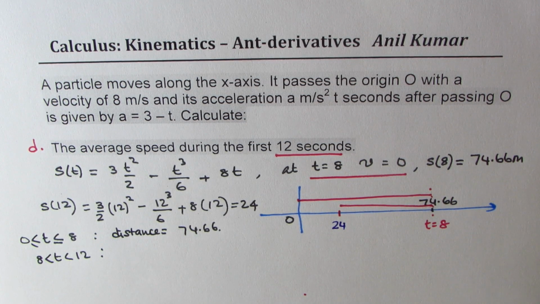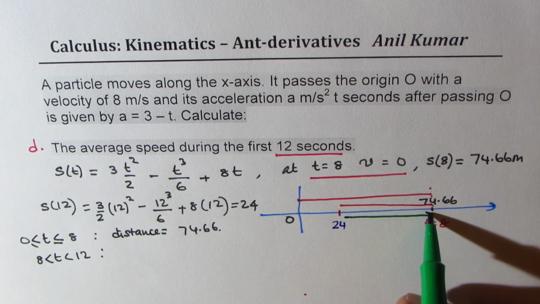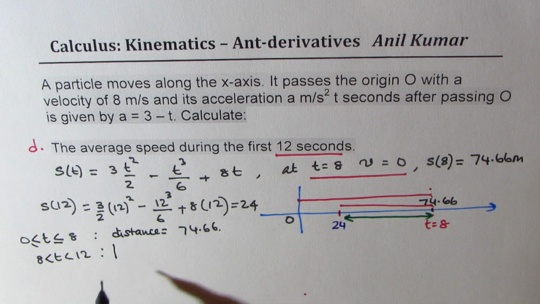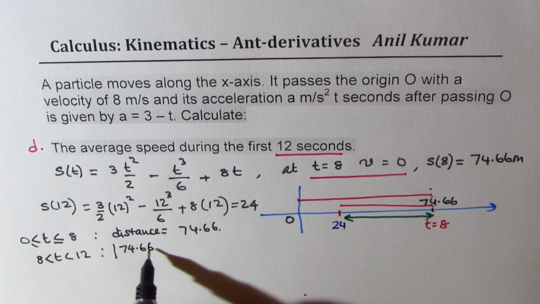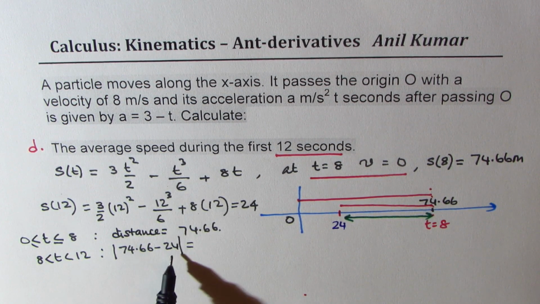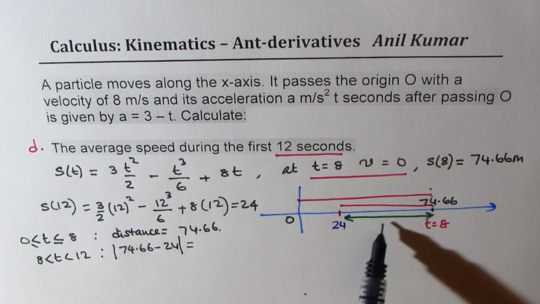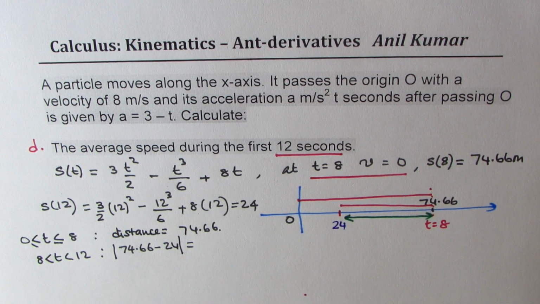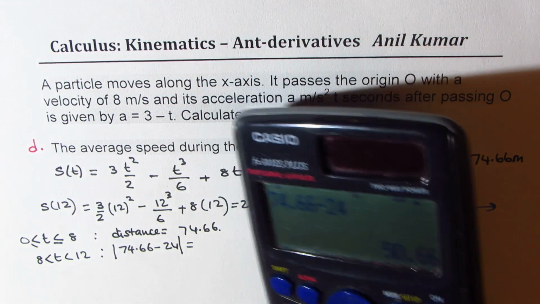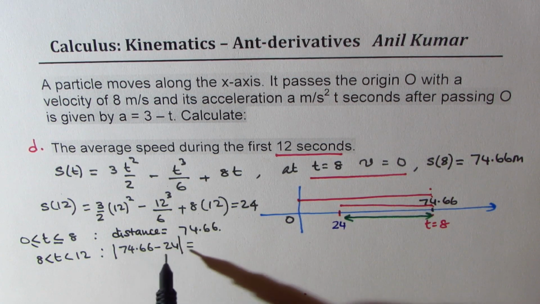So we need to find this distance. So that distance is the absolute value, correct? So it is the absolute value of the difference. So it is the absolute value of 74.66 take away 24. Does it make sense to you? Right? So that is what it is. So we have to add this. That becomes the distance, correct? So let's do it, and then we'll add both these distances. So we have 74.66 take away 24, which in decimal is 50.66, correct?